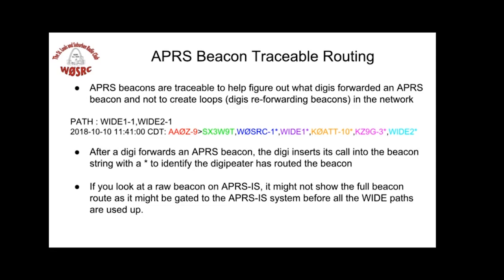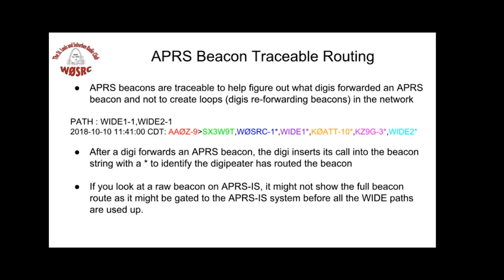So I talked about how beacons are traceable. If you go out on the APRS.IS system, and we'll get more into that. Isn't that APRS.FI? No, that's the website. IS is the internet system. So that's the system of all the servers that keep all of the packets and information stored on the internet. So you can see here, I had a wide 1-1, wide 2-1. Here's a sample string of where my beacon went.